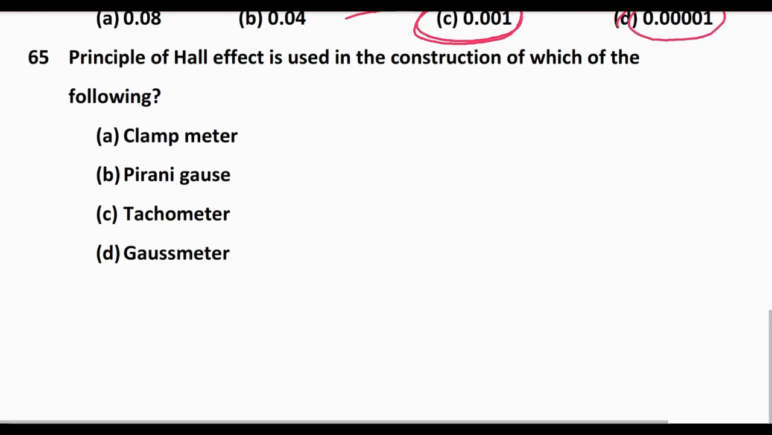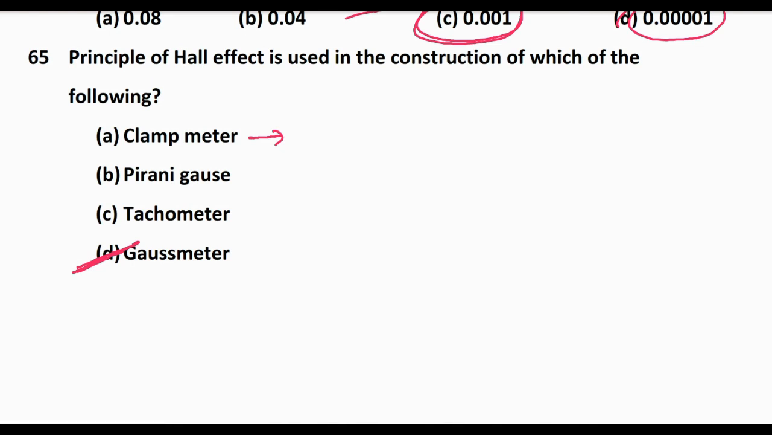Next question is, principle of Hall effect is used in construction of which of the following? Option A, clamp meter. Option B, Pirani gauge. Option C, tachometer. Option D, gauss meter. Here the answer is gauss meter, to measure the flux. And the clamp meter, you must know, measures the current flowing in a conductor without touching that conductor or without any connection.